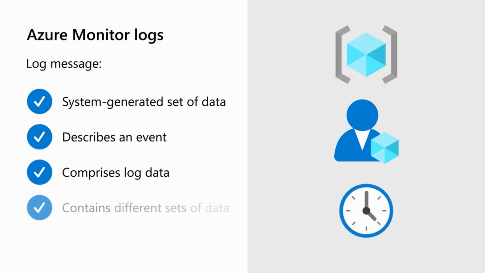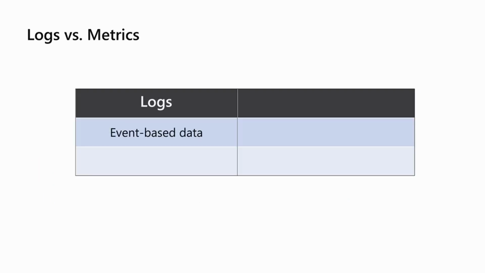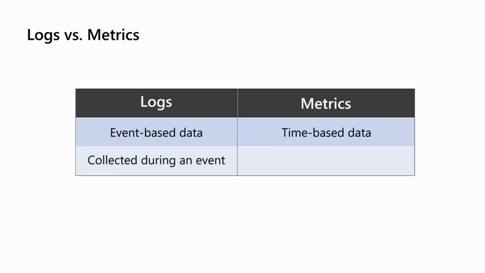Each system event can have different datasets within the log message. While logs are about a specific event, metrics are the values collected at a specific point in time to describe various system aspects. Logs may be collected during an event, but metrics are typically collected at fixed intervals. Let's discuss the data types in detail.